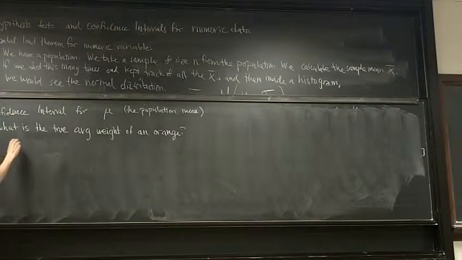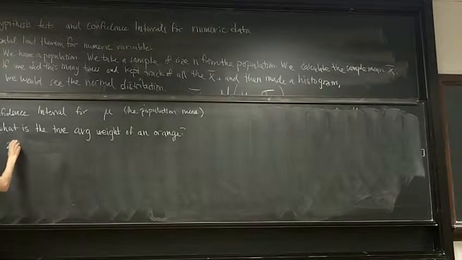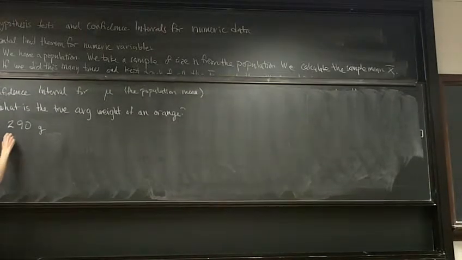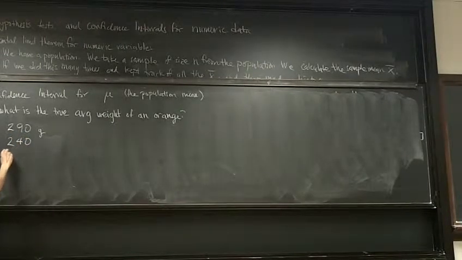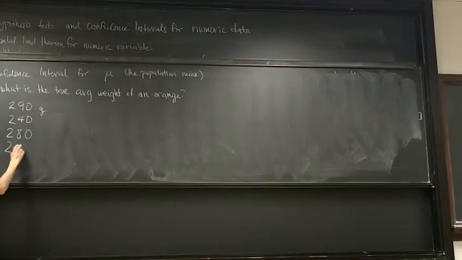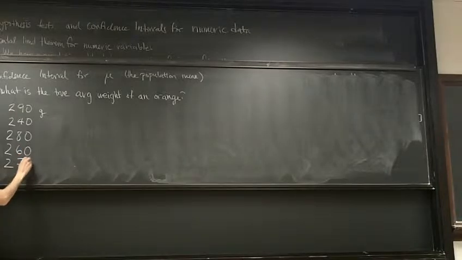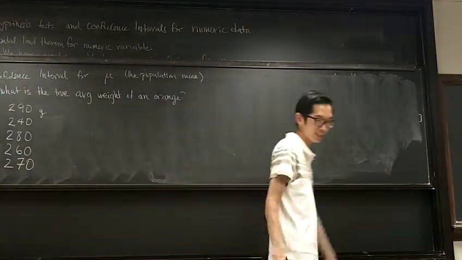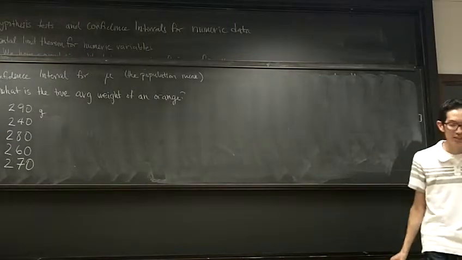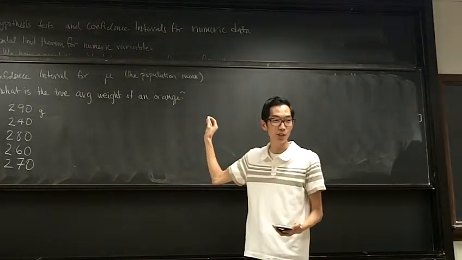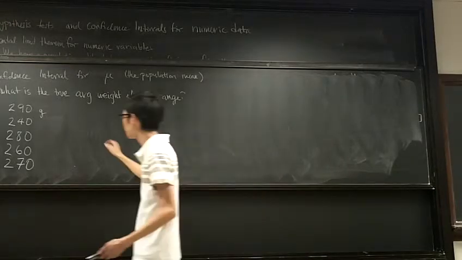So let's say the first orange he weighs is 290 grams, and then another orange is 240 grams, and another one is 280, and another is 260, because his scale doesn't do anything other than tens places, and let's say 270. Okay, so we have 5 oranges, and this is all he could afford. Based on this, I'm going to create an interval of what I think the true average weight of an orange is. So what is my x bar here?